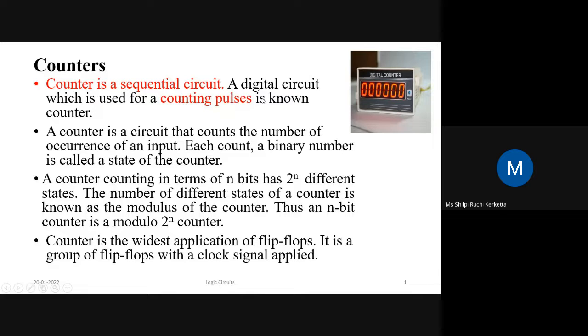Because it is a sequential circuit, here also we are using a pulse or a clock. A digital counter which is used for counting pulses is known as a counter. A counter is a circuit that counts the binary number of occurrences of an input. Each count, a binary number, is called a state of a counter.